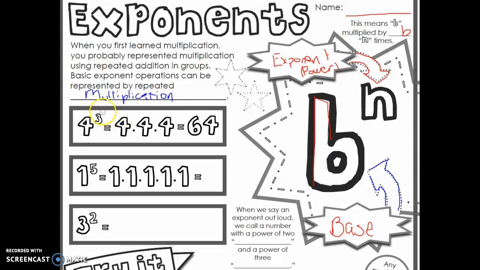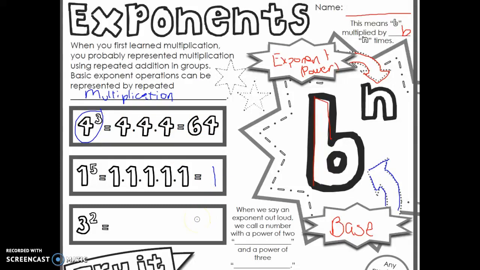If you look, this is 4 to the third power. So the base is 4, the exponent's 3. That means I'm going to multiply 4 by itself 3 times. 4 times 4 times 4 is 64. The next one says 1 to the 5th power. That means I'm multiplying 1 5 times. It is not 1 times 5. The answer here is not 5. It's 1 times 1 times 1 times 1 times 1, which is really just 1.